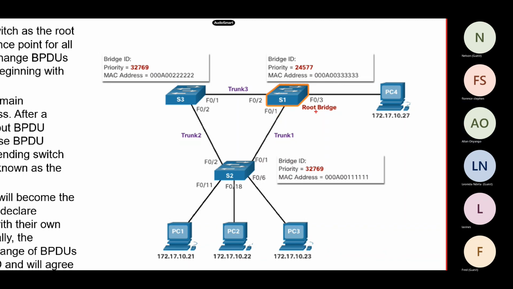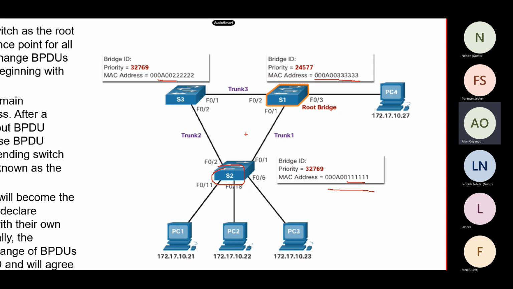Now, what if all the switches had the same priority of 32,769? I hope you understand where 32,769 comes from. It's 32,768 plus VLAN 1 contained in each switch. Now, if all switches had the same priority, then we'll go for the MAC addresses here. We can see that the MAC addresses here are actually different. Here we have 00A 00222, 00A 00333, and here is 00A 001111. Obviously, switch S2 would become the root bridge because it has the lowest MAC address, by the 111 that is there. All right.